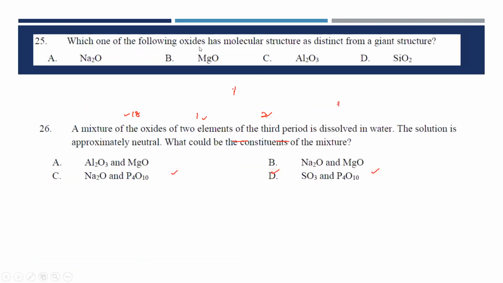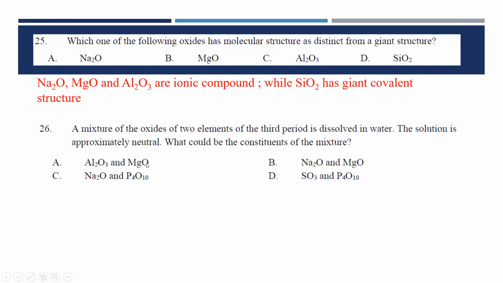As for 25, which of the following four oxides has a molecular structure as distinct from a giant structure? Na2O, MgO, Al2O3 are ionic compounds, while SiO2 has a giant covalent structure. So here the answer is D.